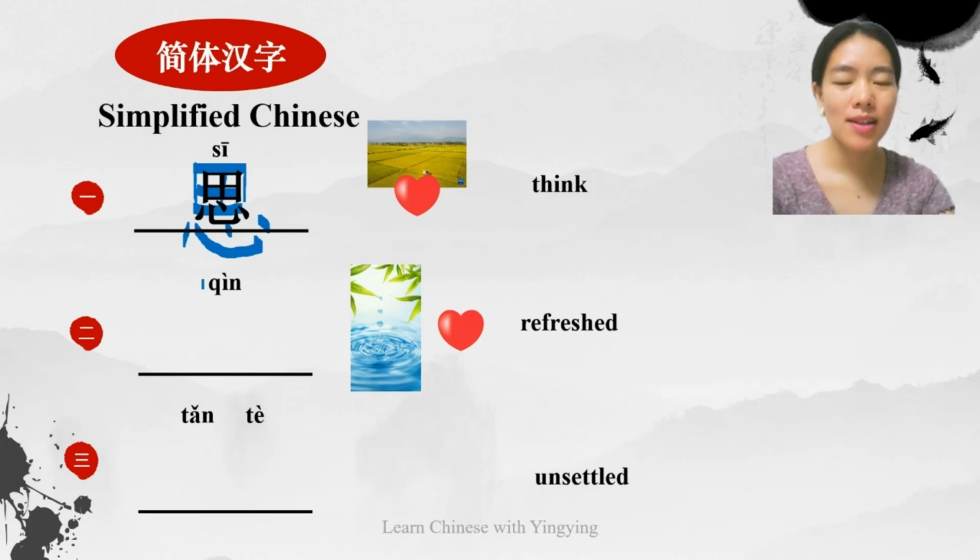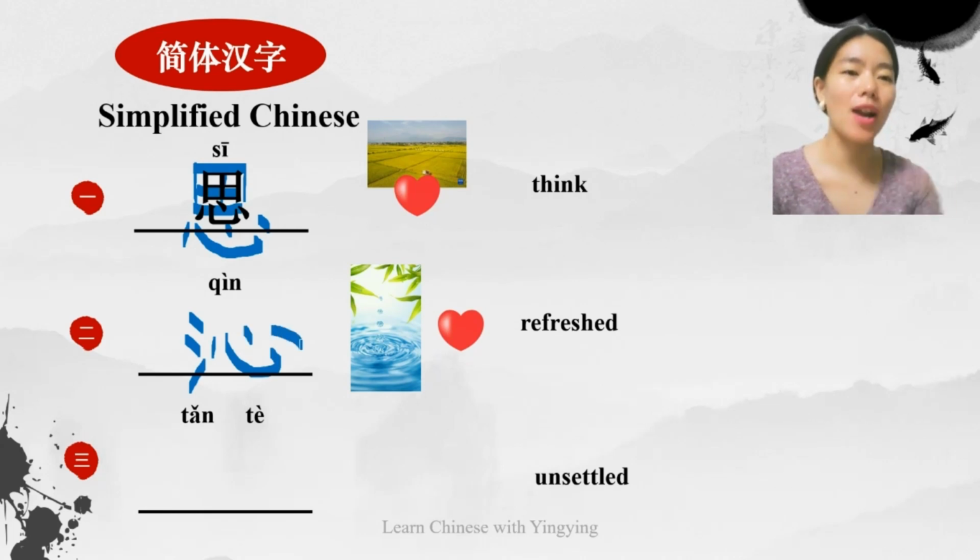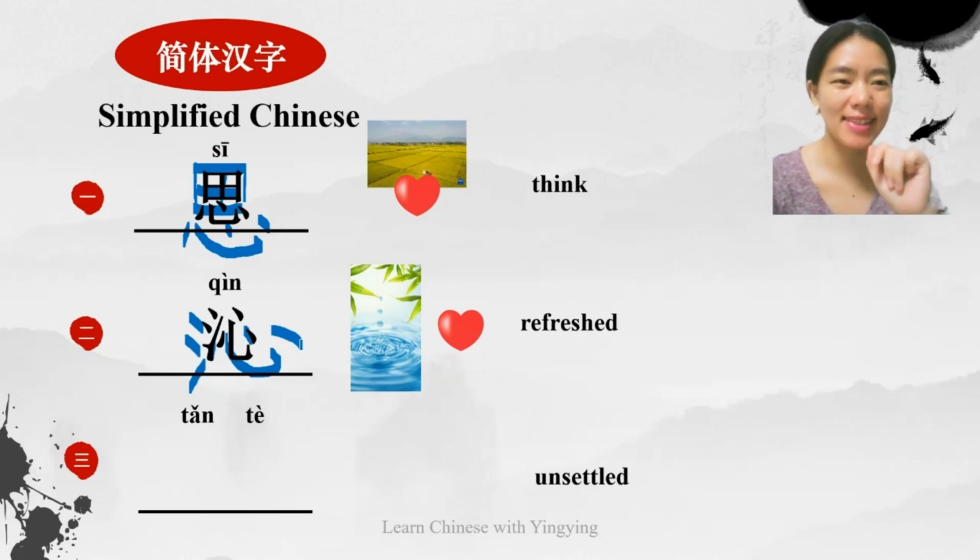And this one, 清, it means refreshed. So water plus heart. So water, this is a super common radical in Chinese. It means water, just three drops of water symbolize water. So water plus heart, it means refreshed. And the pronunciation of it is ting, ting.